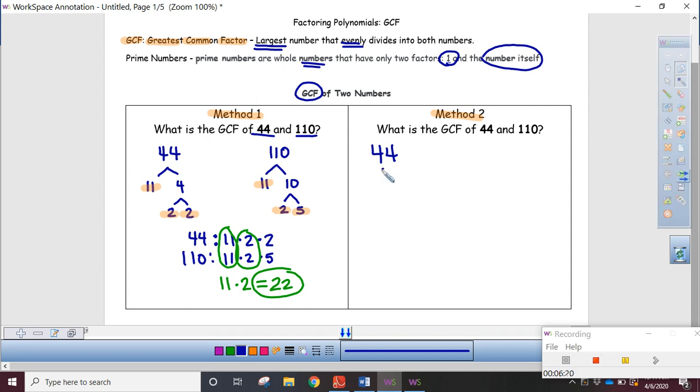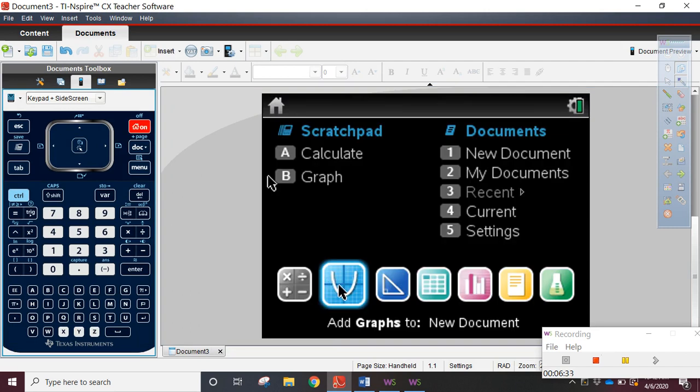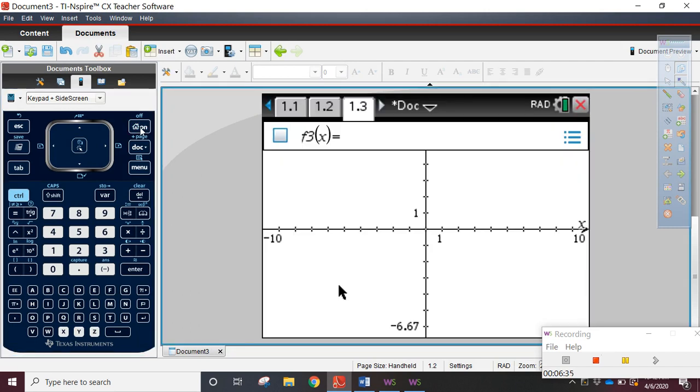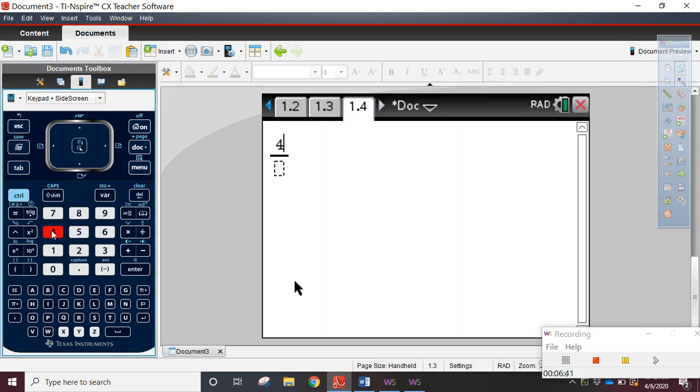Okay, so 1 times 44, 2 times 22. You can keep going. Again, if you don't know how to find the factors, you can always use your calculator and divide. We're looking for numbers that evenly divide and give us a whole number. So we already know 44 divided by 2 is 22. You can keep going. 44 divided by 3 gives me a fraction, so 3 is not a factor.